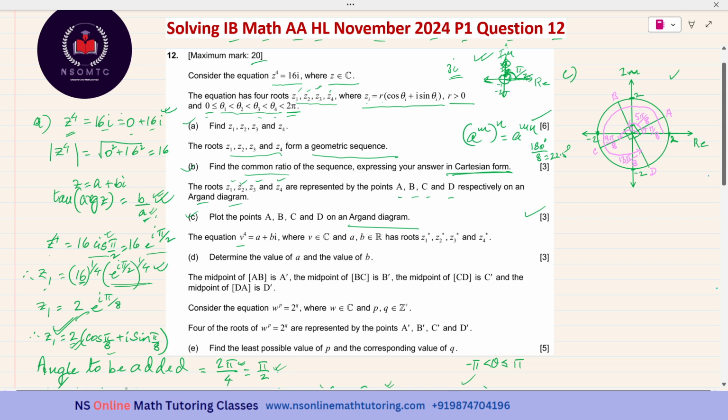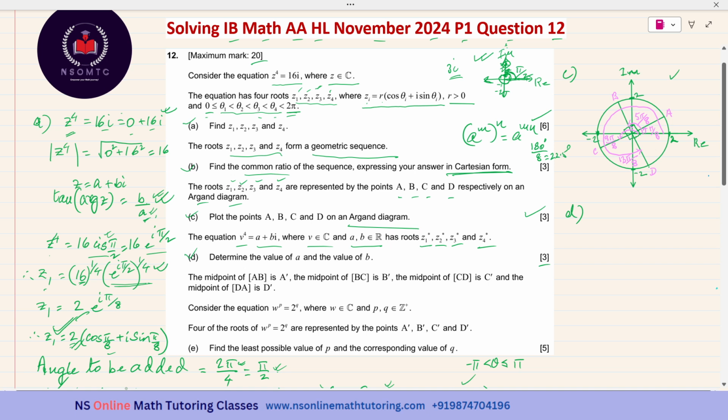The equation v to the power of 4 equals a plus bi, where v is a complex number and a and b are real numbers, has roots: the complex conjugate of z1, the complex conjugate of z2, the complex conjugate of z3 and the complex conjugate of z4. Subpart D is asking to determine the value of a and the value of b. This is also carrying 3 marks.